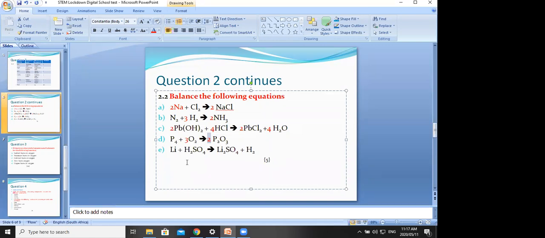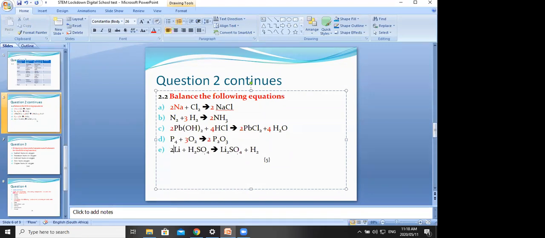Then the last one, lithium reacting with sulfuric acid to give us lithium sulfate plus hydrogen. So it's when a metal reacts with an acid to give us salt plus hydrogen. So we can see that it is not balanced. So where are we going to balance it? We only need to balance one side. We've got 2 hydrogens on the left and 2 hydrogens on the right. We've got 4. So we're gonna balance the left hand side where there's lithium with the coefficient 2.